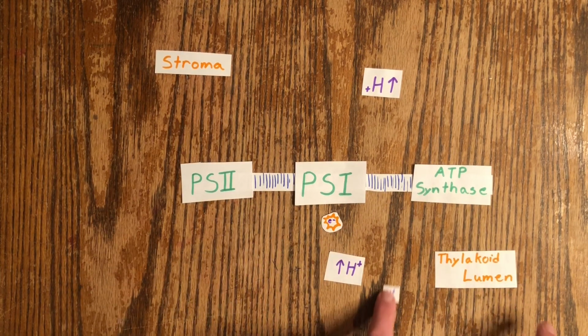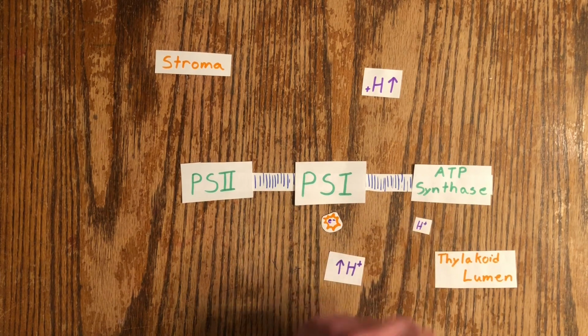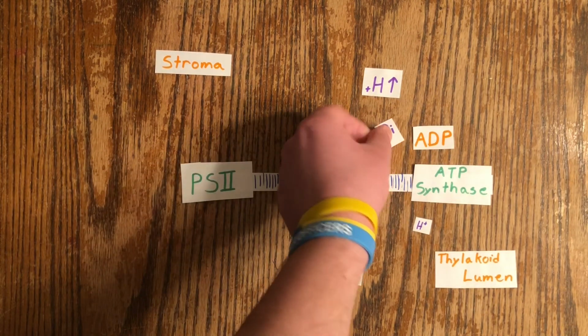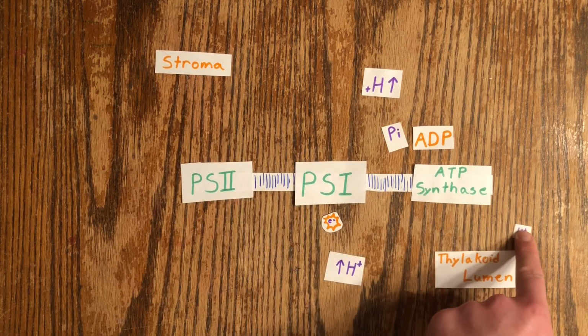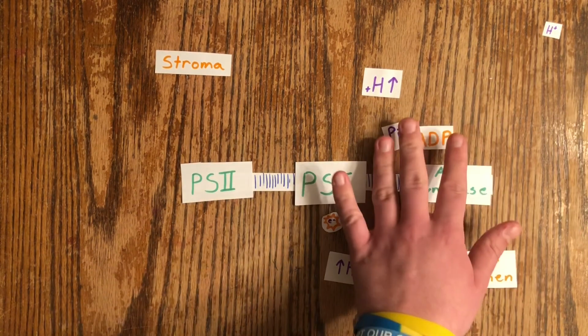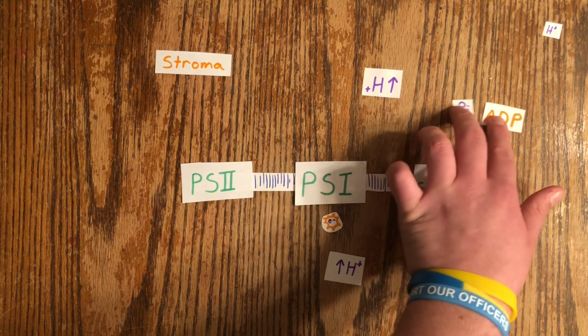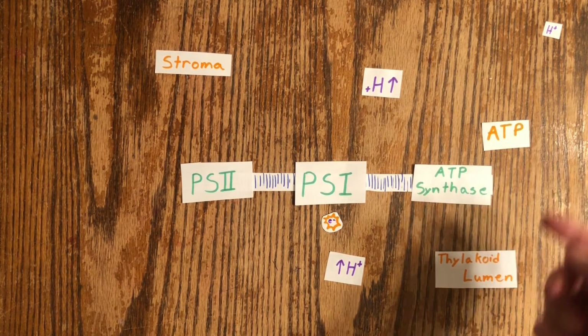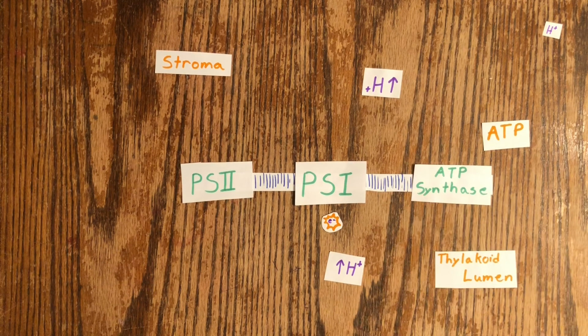This hydrogen gradient can be used to fuel the production of ATP by ATP synthase. An ADP and an inorganic phosphate nearby will be jammed together by the movement of hydrogen ions. The ADP and the inorganic phosphate will come together to form ATP as a product. This flow of hydrogen ions through ATP synthase from the thylakoid lumen into the stroma is called chemiosmosis.